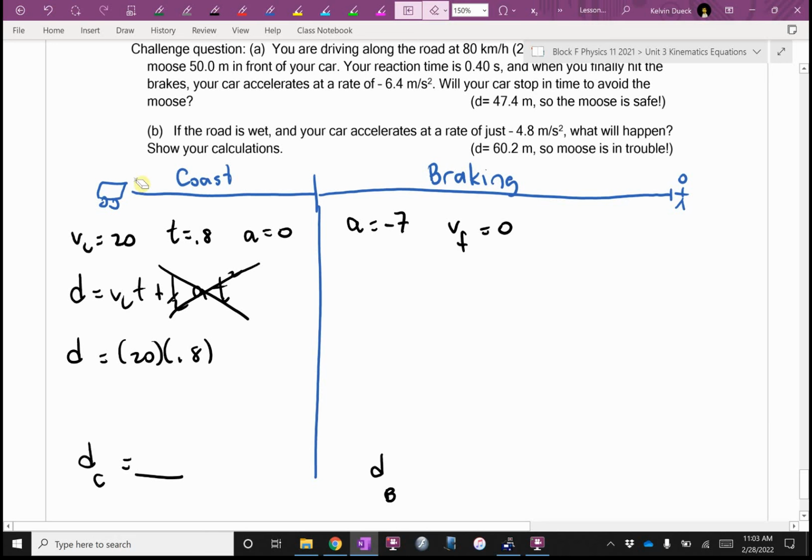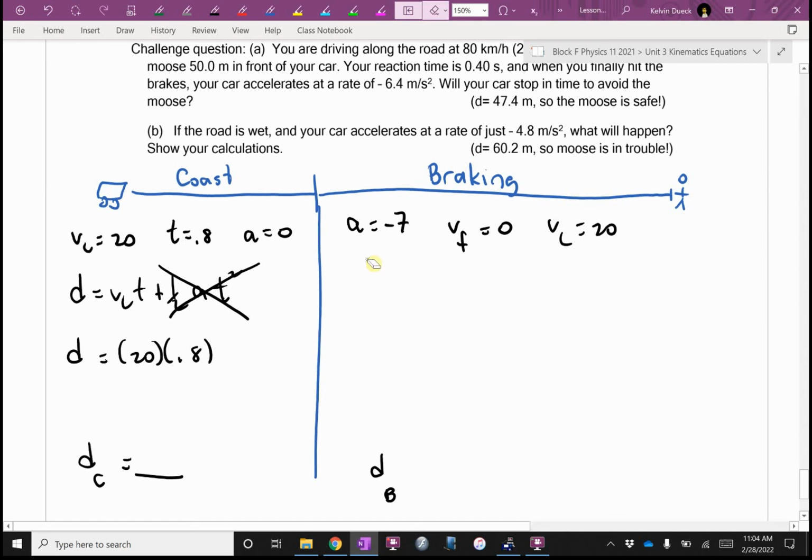Say no. So how fast are we still traveling right here? How about right here? How fast are we going right here, just as we hit the brakes? Do you know what VI is when we start to hit the brakes? It's still 20 because we haven't hit the brakes yet. That's what we started at, and now we'll start braking from that speed.